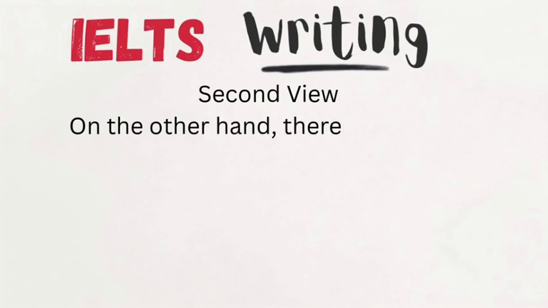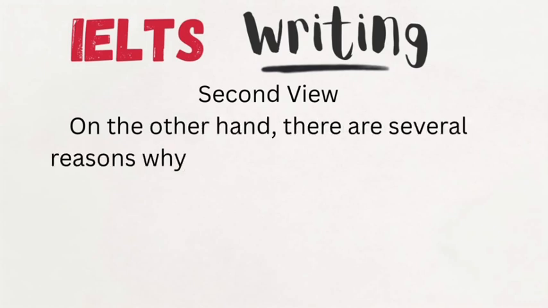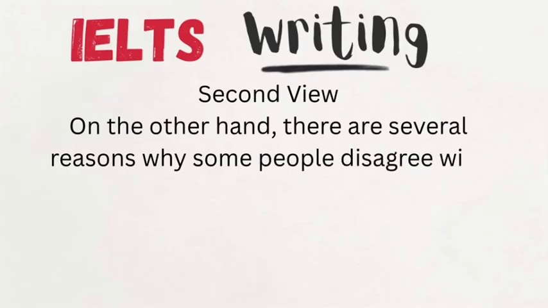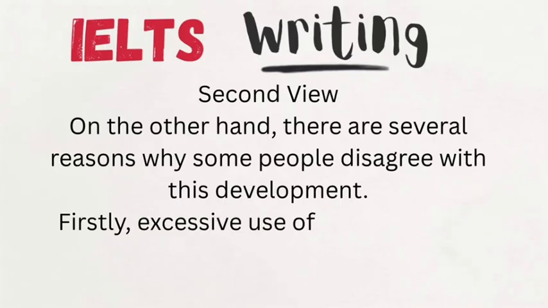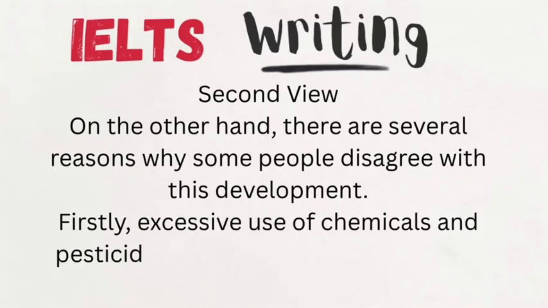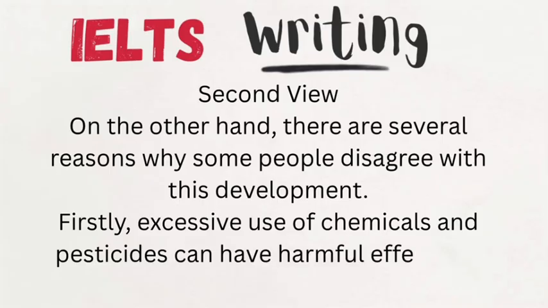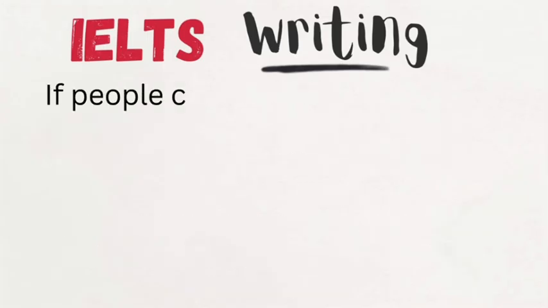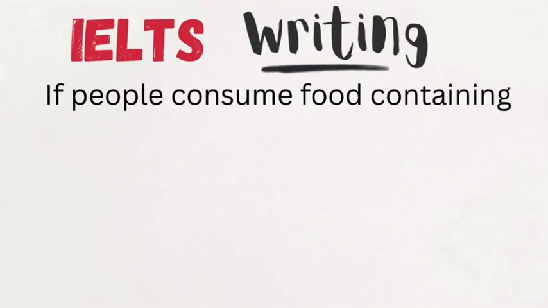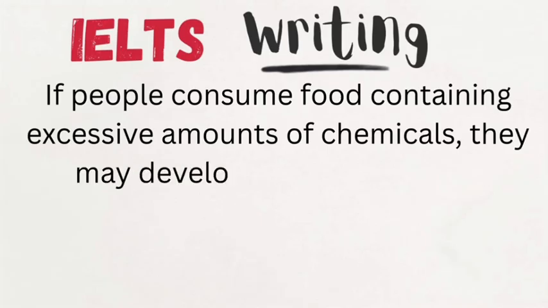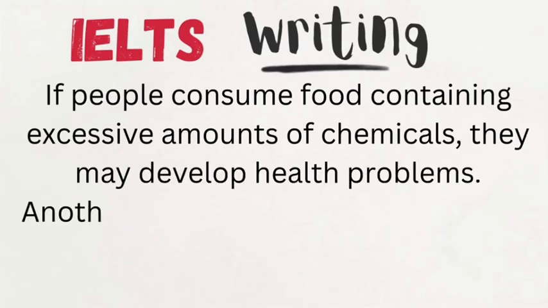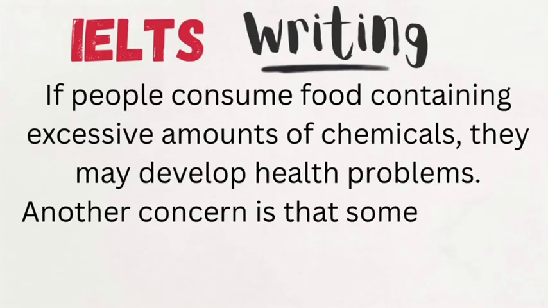Second view. On the other hand, there are several reasons why some people disagree with this development. Firstly, excessive use of chemicals and pesticides can have harmful effects on human health. If people consume food containing excessive amounts of chemicals, they may develop health problems.